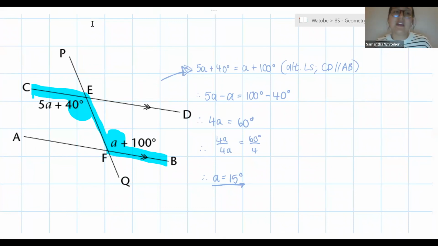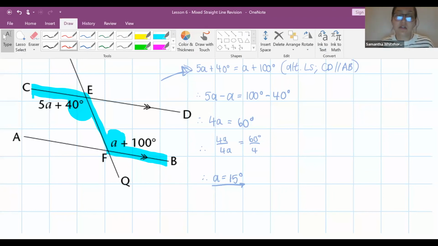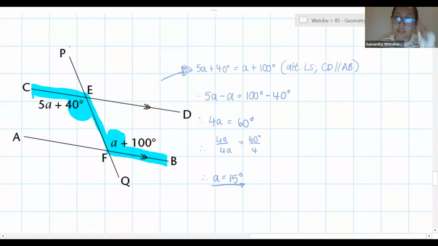So do you agree that 5A plus 40 must be equal to A plus 100? Yes, ma'am. Okay, good. Well done. So in doing that, what I want to do is bring the A over to the left so that it's with its like term, and bring the 40 over to the right so that it's with its like term. Now, in order to do that, I have to use inverse operations.